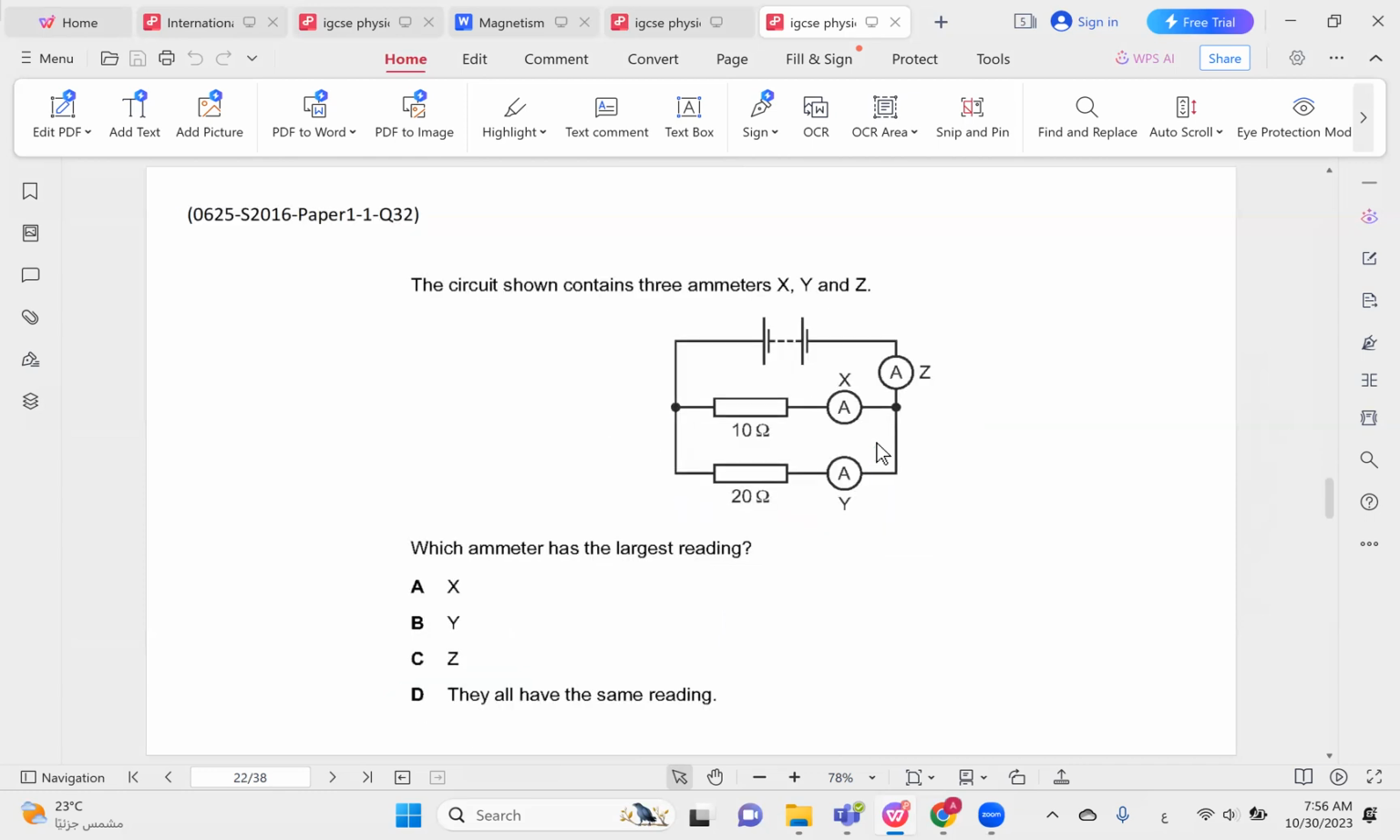The circuit shown contains 3 ammeters, X, Y, and Z. Which ammeter has the largest reading? So again, let's do our current analysis. The main current flows from the battery. Let's call that I. And then it splits off into I1 and I2.